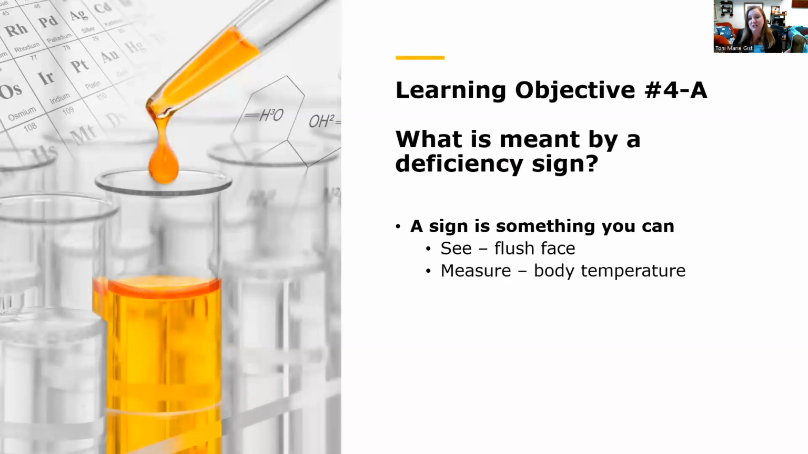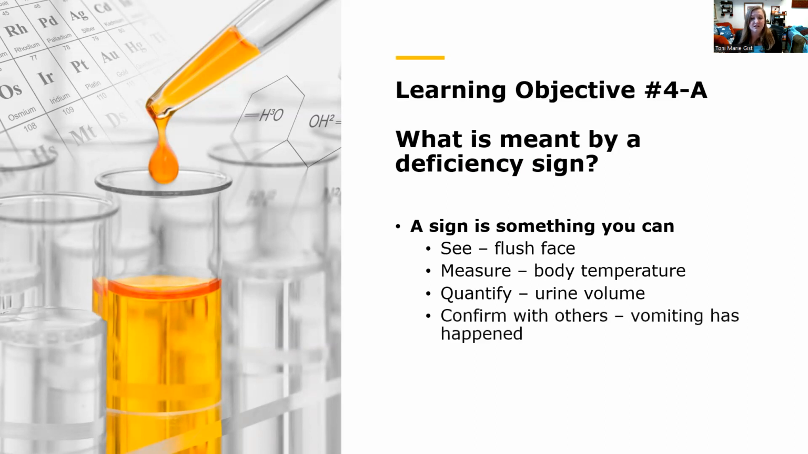Also, something we can measure, such as body temperature. That is something that is going to be a deficiency sign if it's associated, or an illness sign. Then we have things we can quantify, like urine volume. That's something that is also going to be a sign. And we have things that we can also confirm with others. For example, if Jenny over here is vomiting in the corner, I, as well as other people around, can say, yes, vomiting is a sign for Jenny.